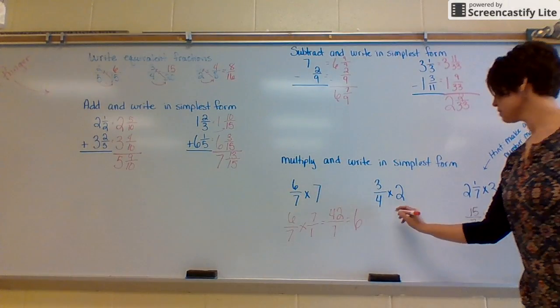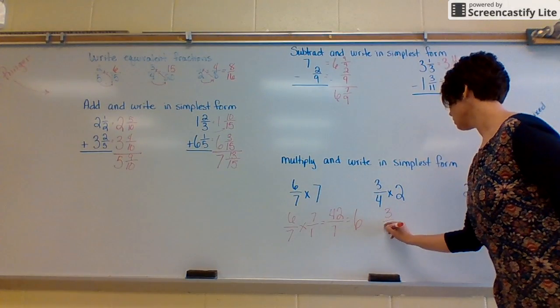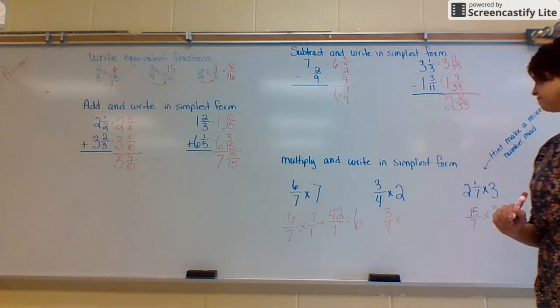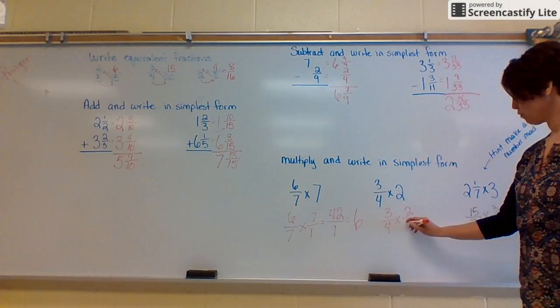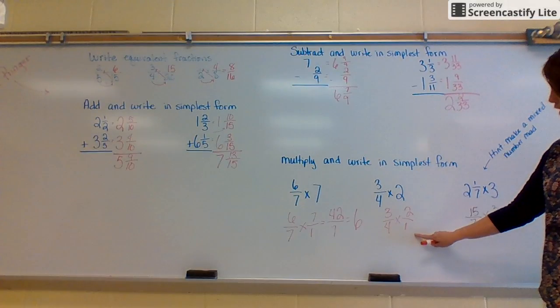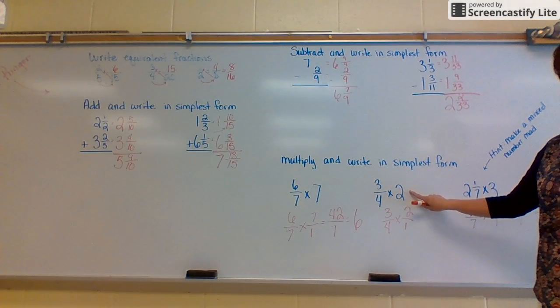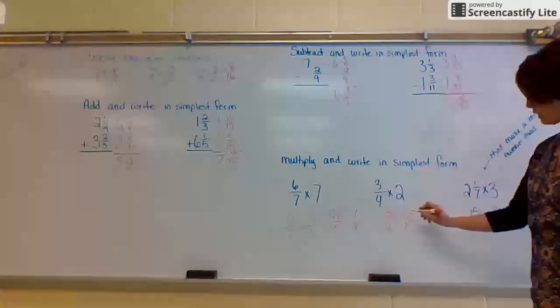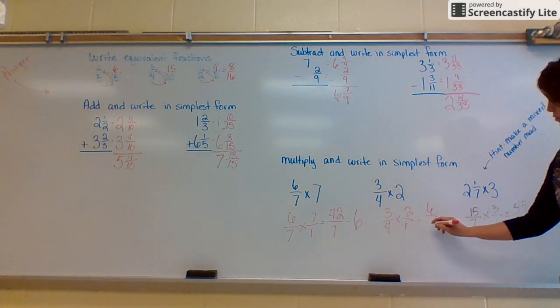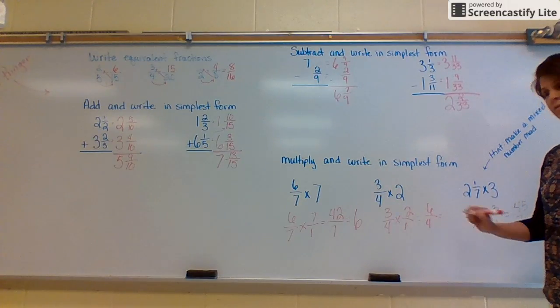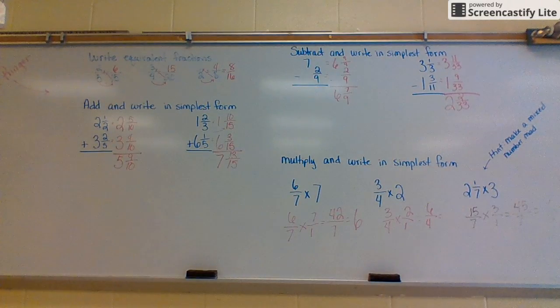Okay, 3/4 times 2. Again, what am I going to do with that 2 so I can multiply? Make it a fraction by putting it over 1. Because 2 over 1, when I reduce it, is equivalent to 2. 3 times 2 is 6, and 4 times 1 is 4. Oh, we're going to end up with a mixed number. I've got to reduce it.